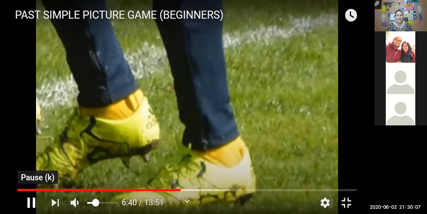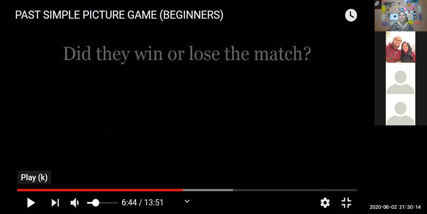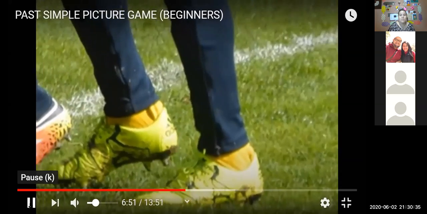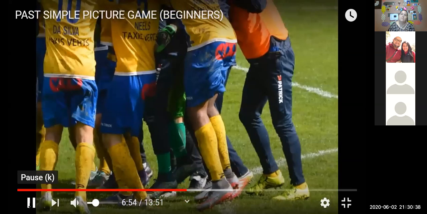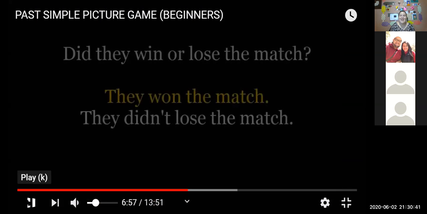Next one. Did they win or lose the match? That's a tricky one. They won the match. They didn't lose the match. Let's find out. You're celebrating. Very good. Everybody give yourself an applause. You were all on the same page. They won the match. They didn't lose the match. Very good.